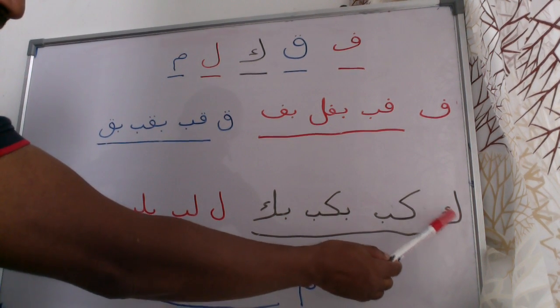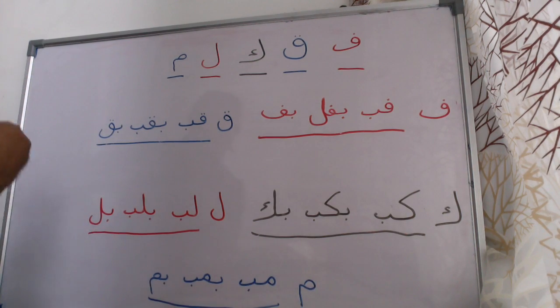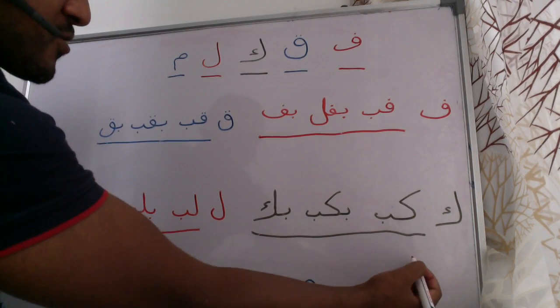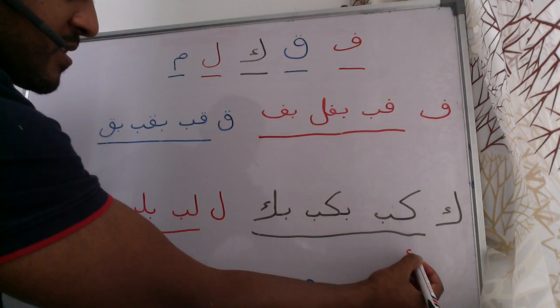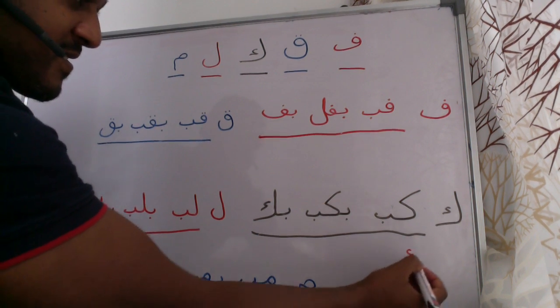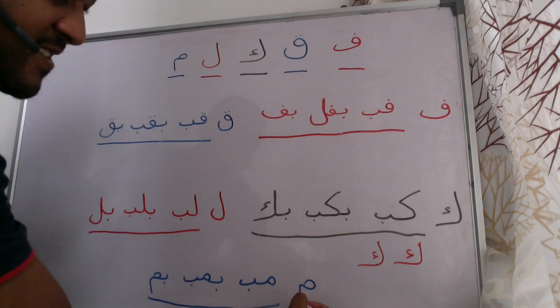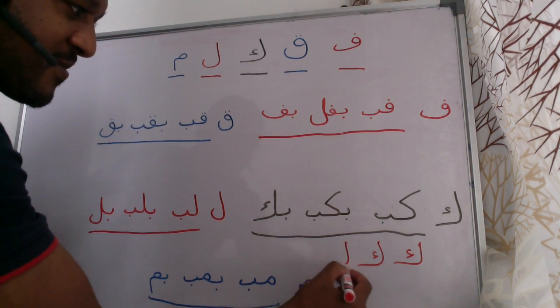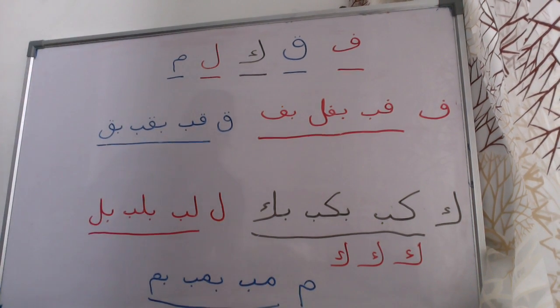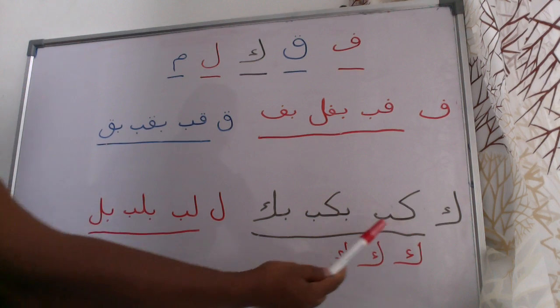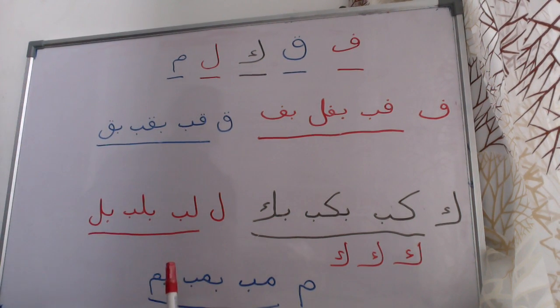Notice this little squiggle here. Some people say that this is actually a hamza. Okay? Some people say this is actually a little hamza inside. Some people say no, it's not a hamza. It's just like a little S. Okay? So the kaf in the beginning, in the middle, and in the end.